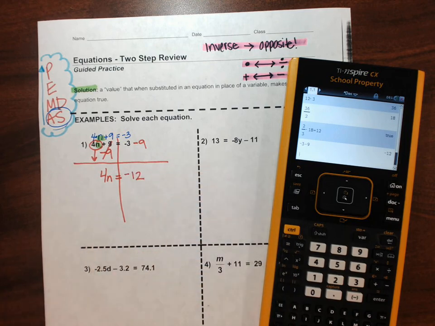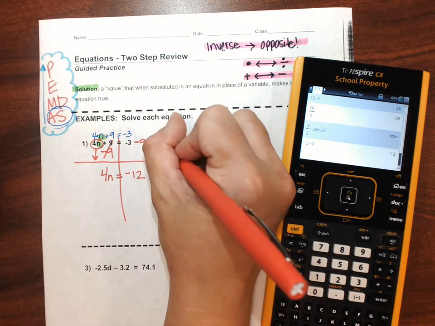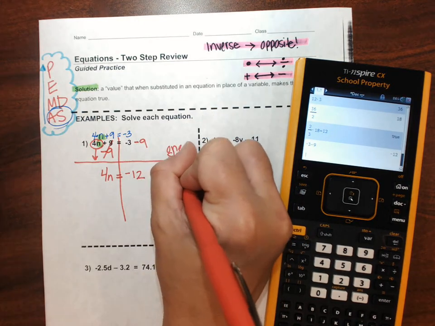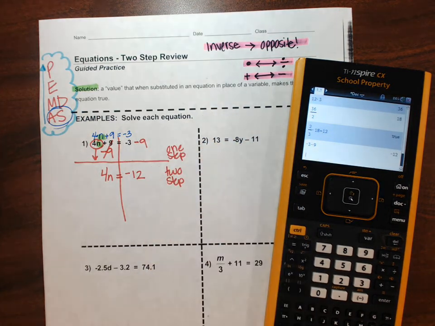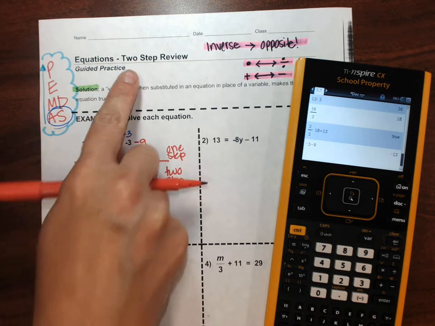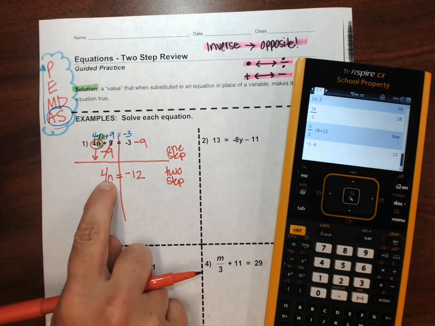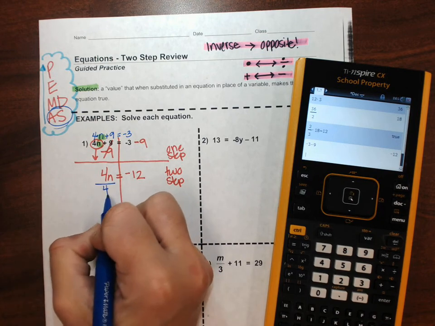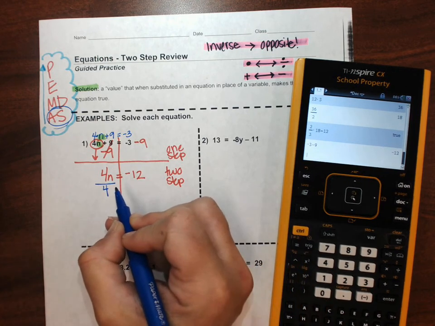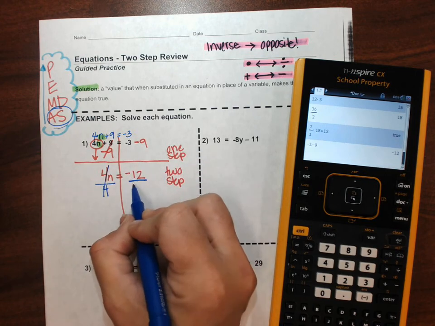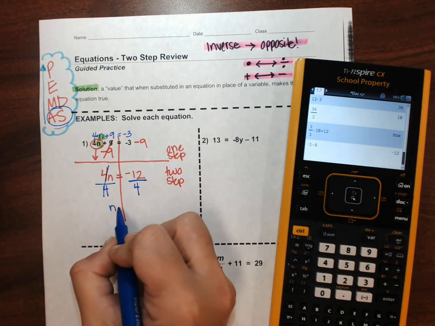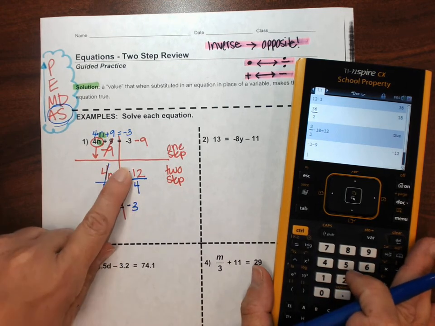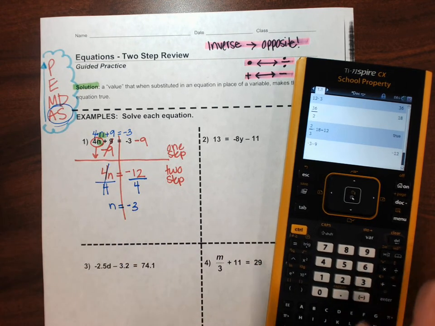Okay, so now I'm here. This was the one step part, right? Now we're doing the second step, okay? Hence 2 steps. So, what's the inverse of multiplying by 4? Well, that would be dividing by 4. What I do to one side, I do to the other. So, n equals negative 3. And if you needed help doing that, you could just do it on your calculator.